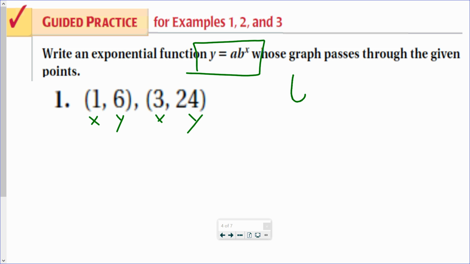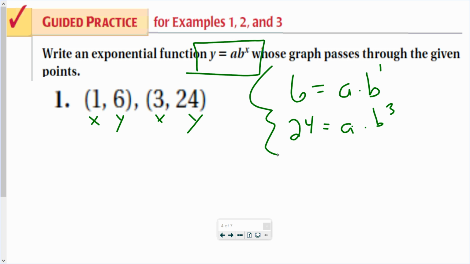So first it'll be 6 equals a times b to the x, so to the first. My second equation would be 24 equals a times b to the third. And there's my system of equations. 2 equations, 2 variables you need to solve for. You know, they actually have 3 by 3 systems, so 3 equations, 3 variables to solve. We won't do that in this class, though.